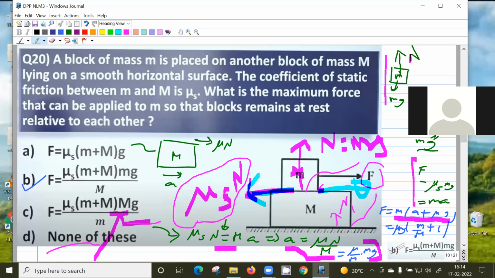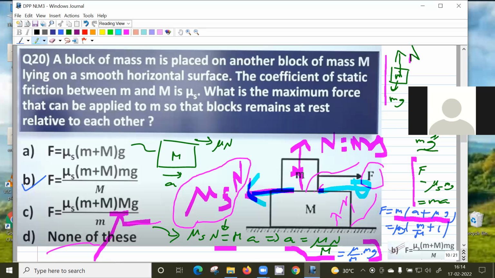This is also a basic idea. The friction force on small m and capital M are action reaction pairs, so they'll be in opposite directions. Because if friction is not there, capital M will not move forward. If the friction is infinite, it's as if m and M are bolted together or joined together by Fevicol or something.